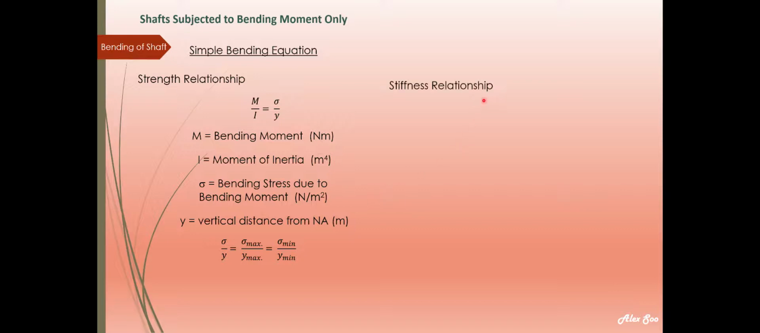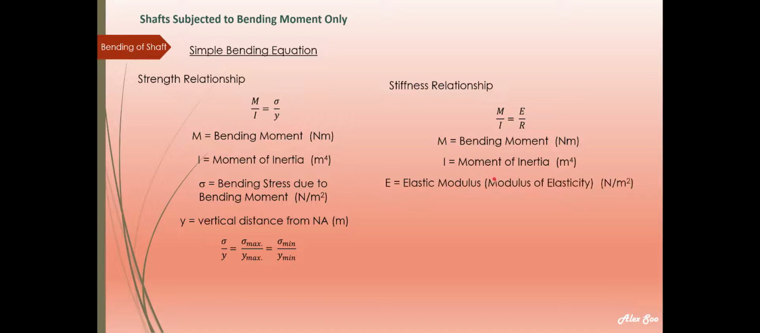Okay, then for the stiffness relationship, we have M over I equals E over R, where E is the Young's modulus and R is the radius of curvature. So the bending moment M, the moment of inertia I, the elastic modulus or the Young's modulus or the modulus of elasticity in Newton over meter square, and R, the radius of curvature. The moment of inertia, so this is for solid shaft.